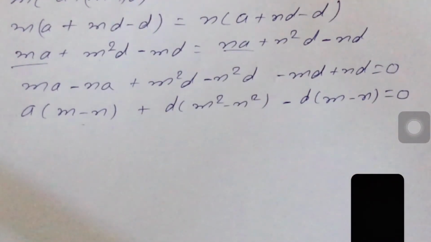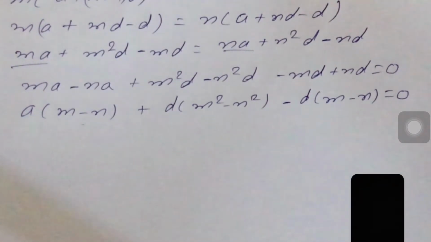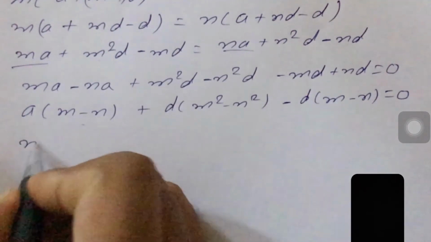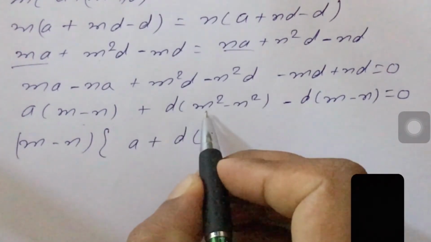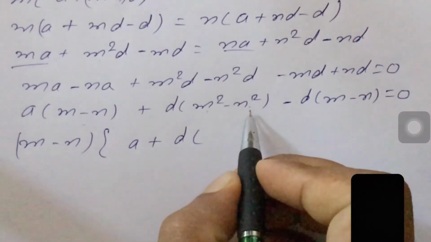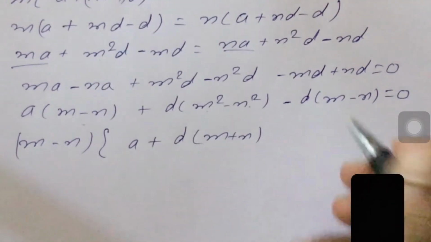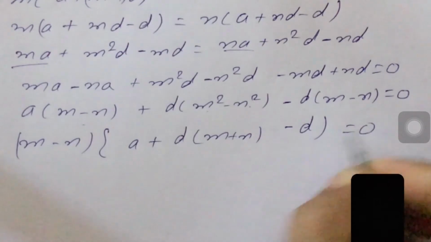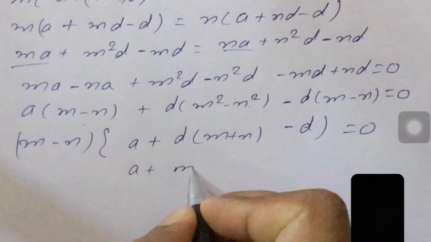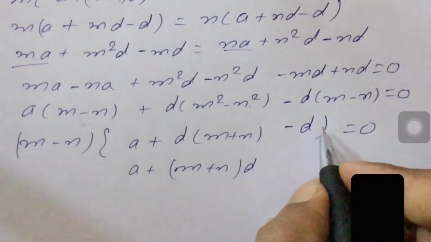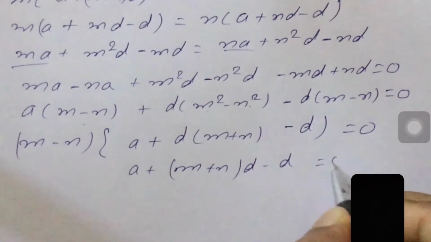Correct hai? Clear? Okay. Now from all take m minus n out. What remains? a plus d into, see this is a squared minus b squared, means (a minus b) and (a plus b). So if m minus n came out, m plus n will remain here, minus d is equal to 0. And m minus n will come to this side, so this will become 0. So it will become just a plus (m plus n) d, and here just d remains, minus d is equal to 0.